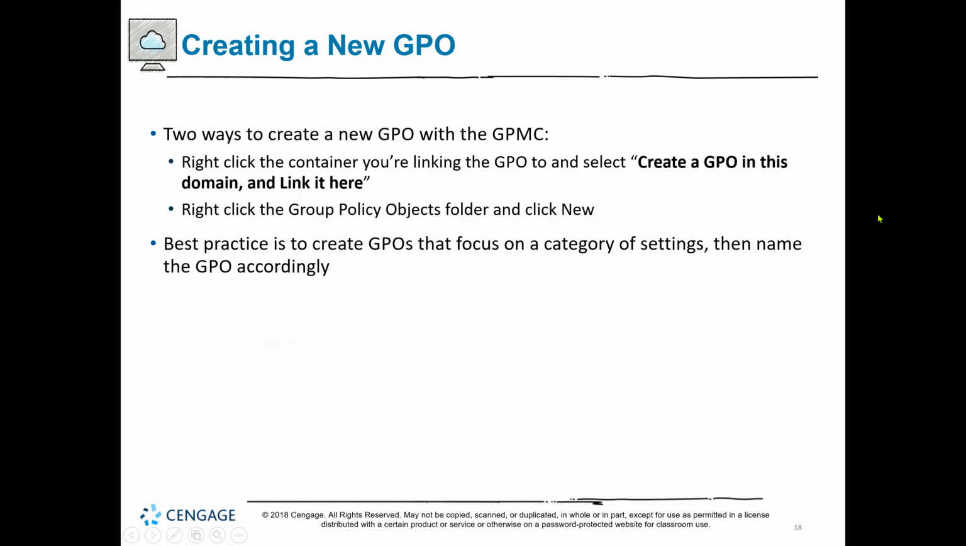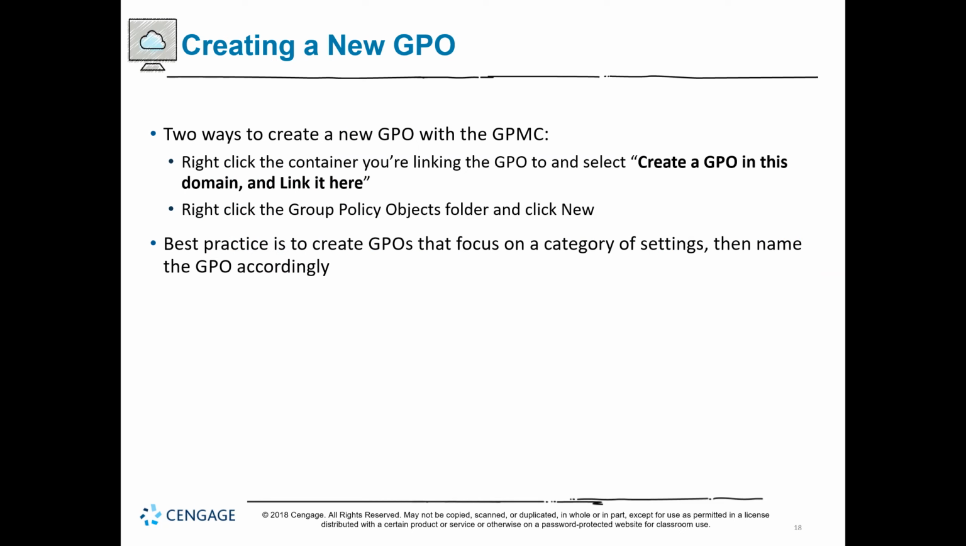Creating a new GPO. There are 2 ways to create a new GPO in the GPMC. I can't speak because of all those G names. Right-click the container you're linking the GPO to and select Create a GPO in this domain and link it here. Or right-click the Group Policy Object folder and click New.